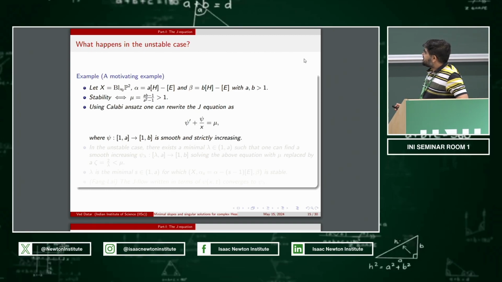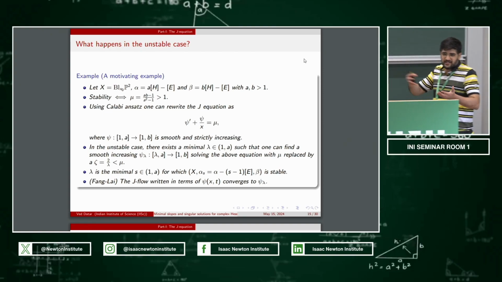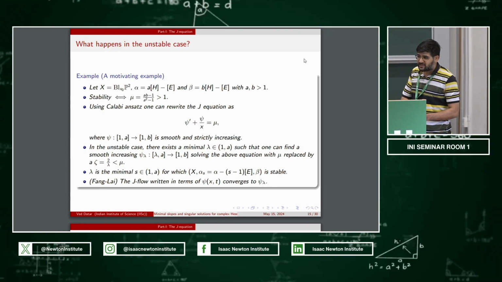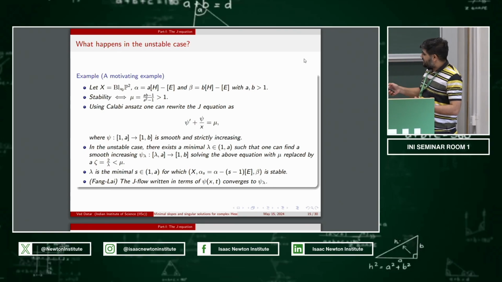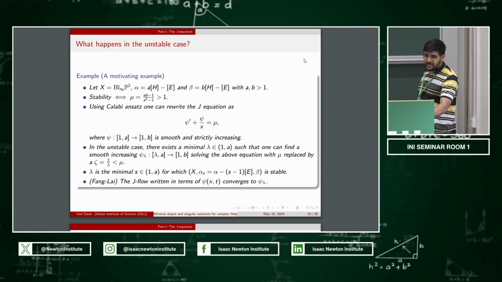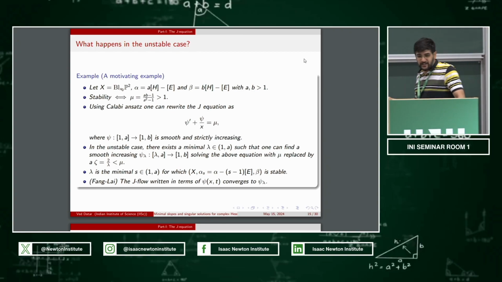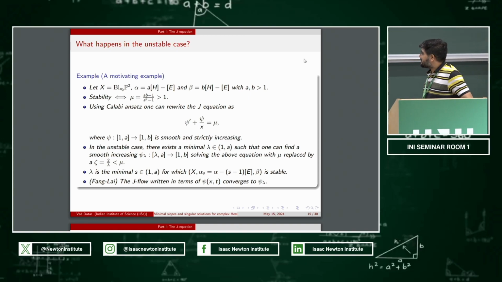So if you look at the general solution, the general solution will be strictly increasing if and only if mu is bigger than 1. Okay? So now what do you do in the unstable case? It turns out that in the unstable case, if you look at the J flow, there is a corresponding parabolic flow that I'll come to in a moment. If you write it in terms of this psi, you always get a certain limit. So our first job was to understand what that limit is, right? And try to reinterpret it slightly more geometrically.